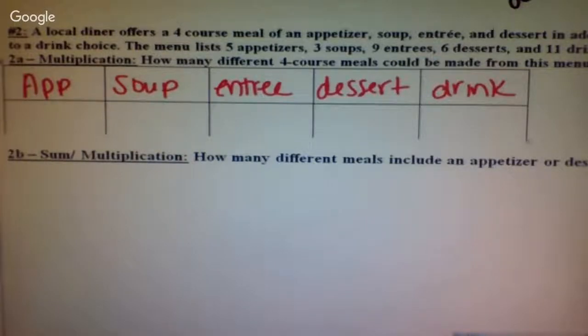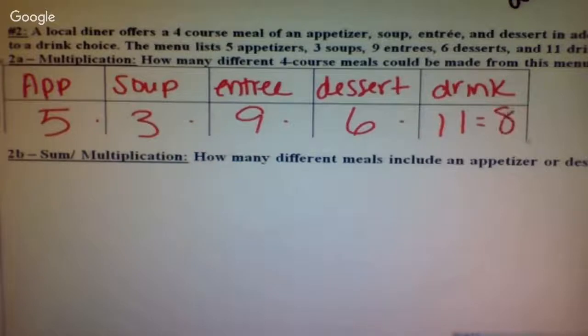Appetizer, 5, soup, 3, entree, 9, dessert, 6, drink, 11. And again, it doesn't say anything about or. Multiply them. So multiply it out. 6 times 9 times 3 times 5 times 11. 8,910. You can go to that restaurant and order 8,910 different meals.